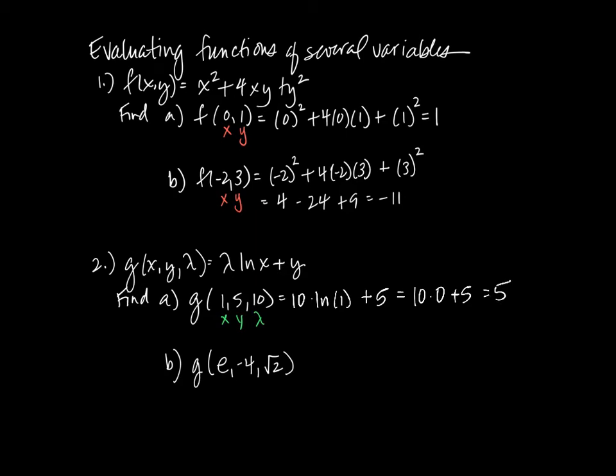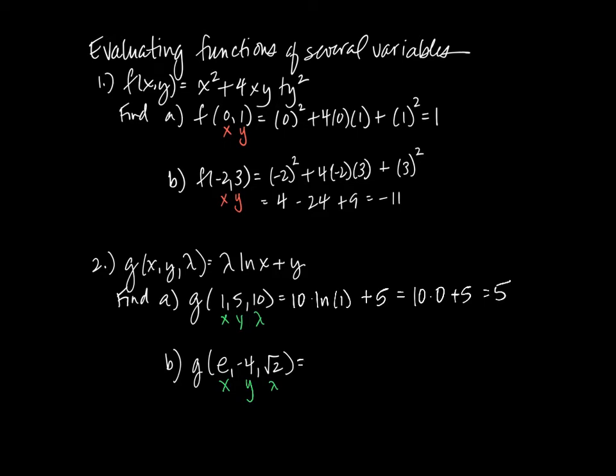Similarly, if we want to know what g of e, negative 4, and square root 2 is, x is in the first position, e, y is in the second position, that's negative 4, and lambda is in the third position, square root 2.